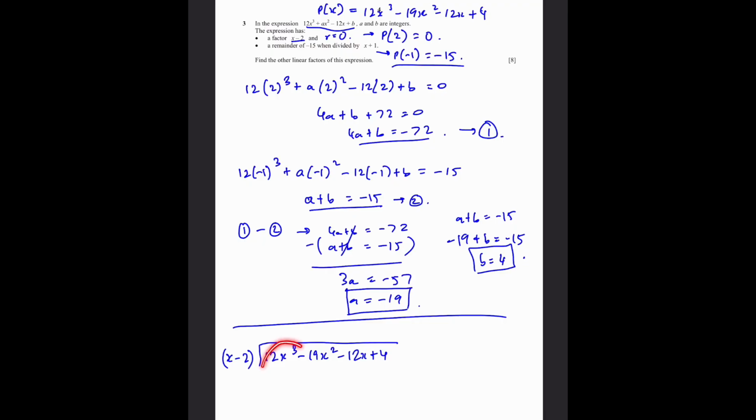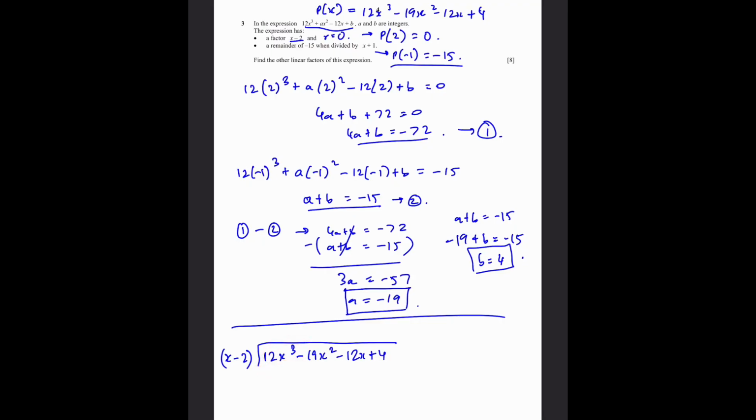So let's take this term first, 12x cubed. How do we make x into 12x cubed? Of course, we have to multiply by 12x squared. So 12x squared comes in our quotient. And now we multiply the whole thing in the factor by 12x squared. And this becomes 12x cubed minus 24x squared. And now we can subtract it off from the dividend over here.